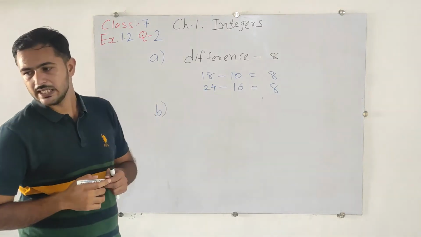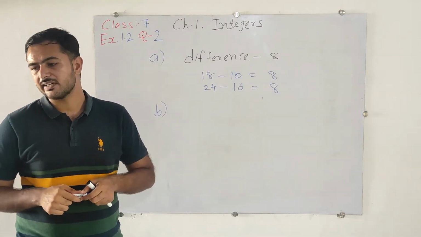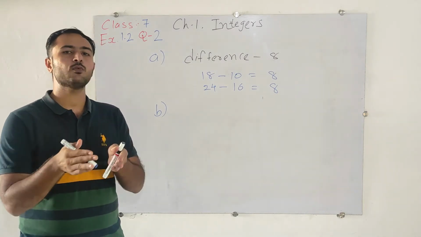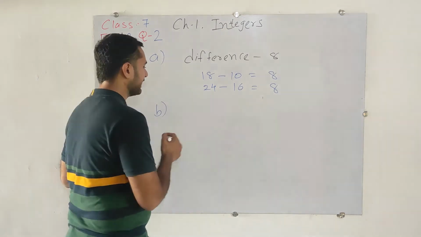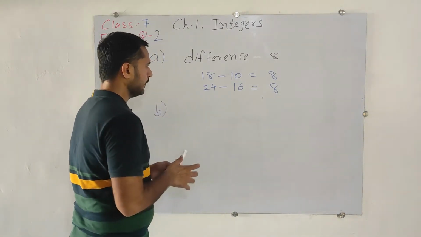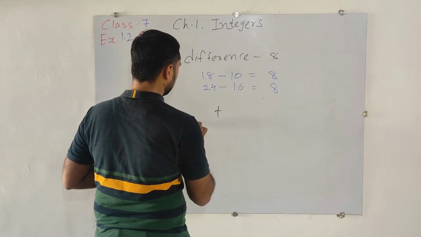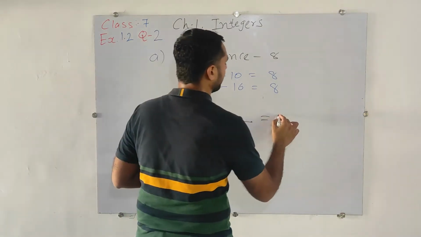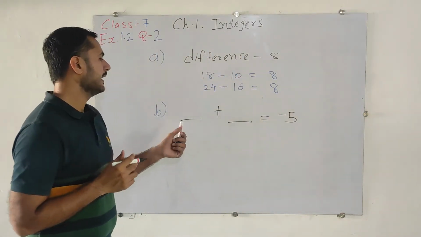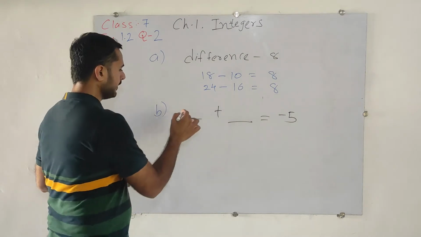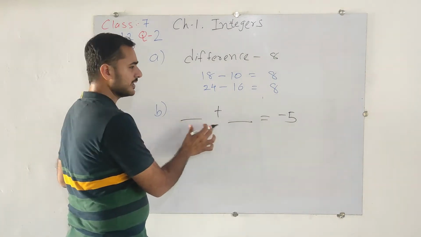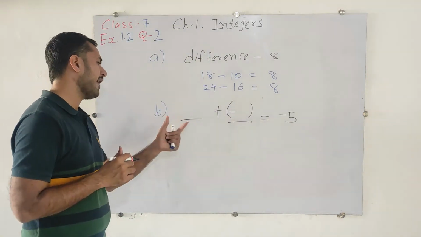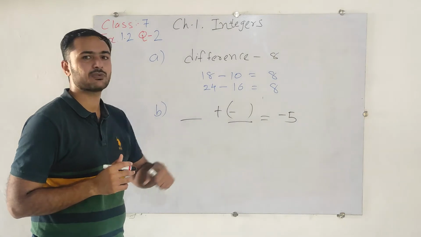Now there is the B. In the B, it is said that we have to use a negative integer and a positive integer whose sum should be minus 5. One negative and one positive, and whose sum should be minus 5. It means we have to add them. Here are two different quantities, and the answer should be minus 5. And one more condition: the first number should be the positive integer, and the other the negative integer. So we have to write down two different numbers whose sum should be minus 5.